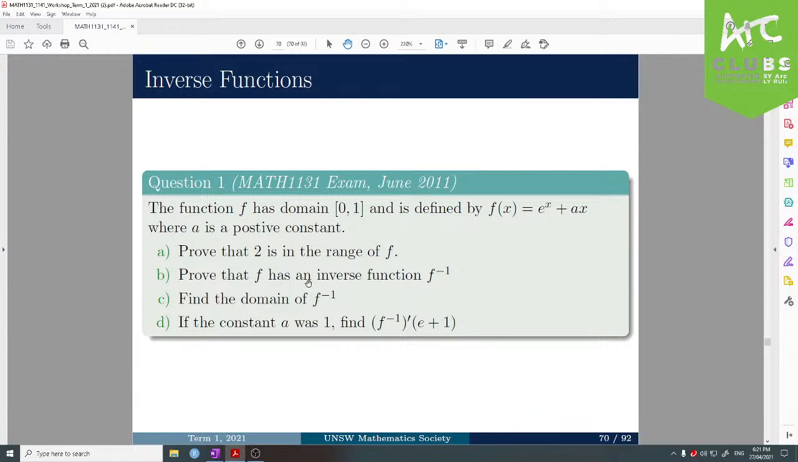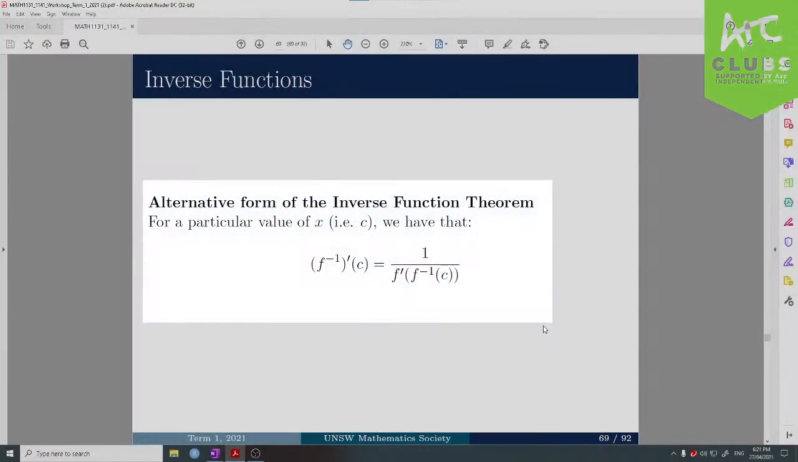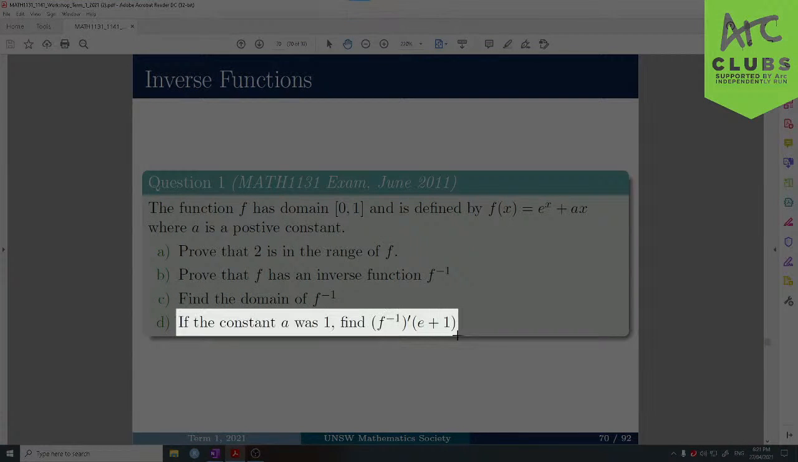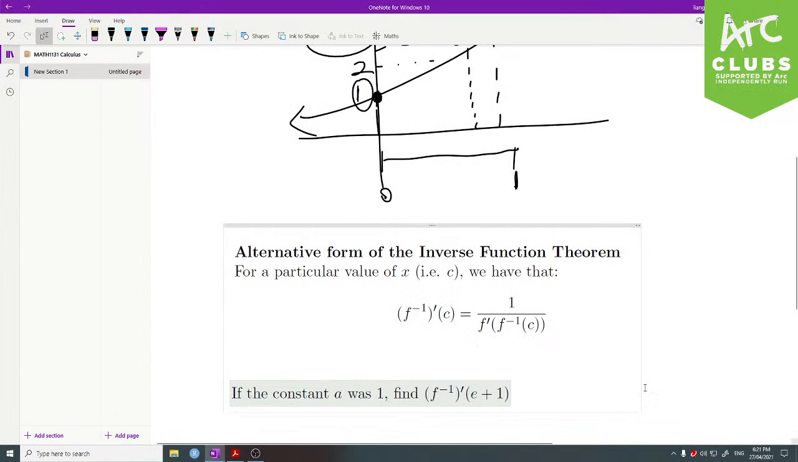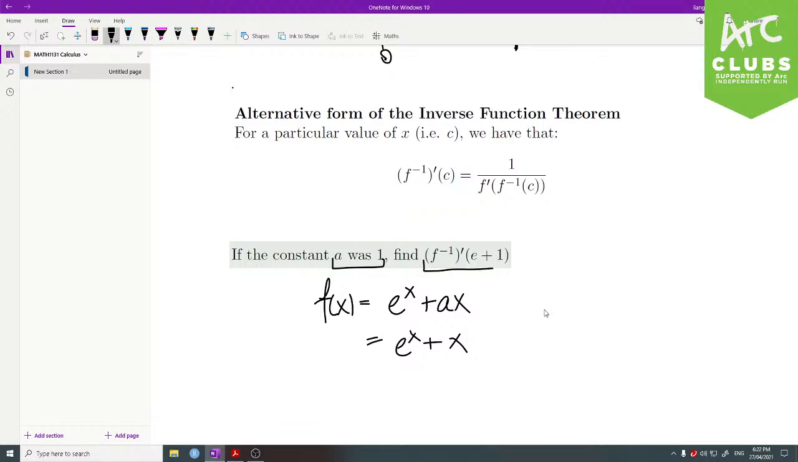Now finally part D, which is the inverse function theorem. This is where the alternative form of the inverse function theorem comes into play. I will crop both of these side by side so it's easier to visualize what I'm talking about. Okay. So again, I will remind you that the function here is e to the power of x plus ax, but because in this question we're assuming a is 1, we get e to the power of x plus x. Now, they want us to find the derivative of f inverse at e plus 1.